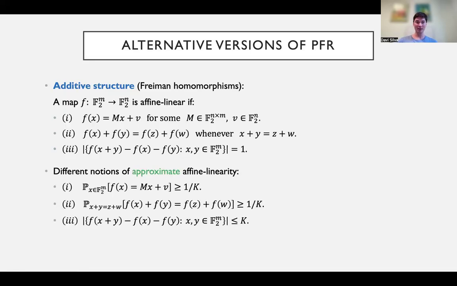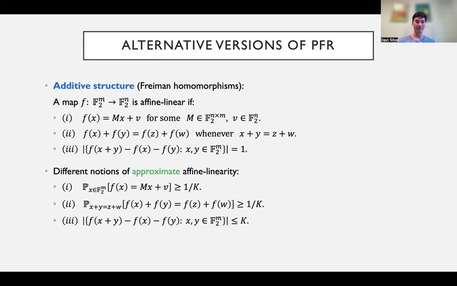But then the interesting thing is that they give rise to different notions of approximate affine linearity, where we only require those conditions to be almost satisfied. So essentially, we have a large constant or a small constant, whatever, k, let's say 1000. The first notion says that for a 1 over k fraction of the inputs, the function f is equal to a true affine linear function. This is an obvious way that you can say it's approximately affine linear.